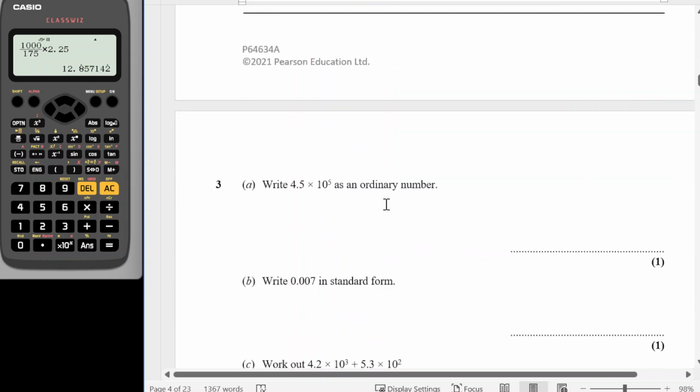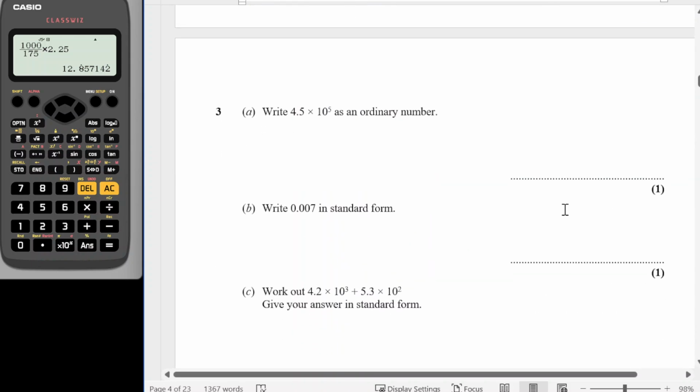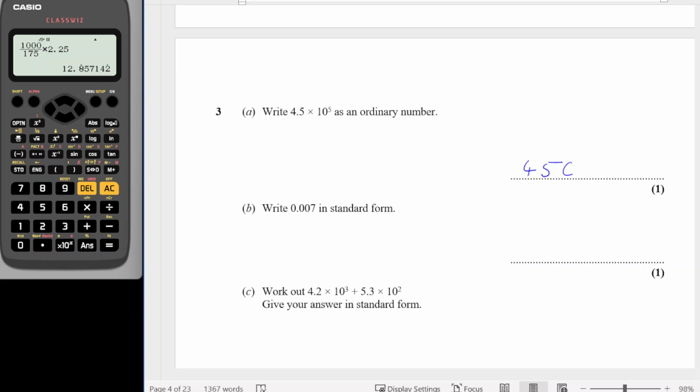Okay, question 4, right, 4.5 times 10 to the 5 is an ordinary number. So as an ordinary number, in effect, we're moving the 5 place values larger. So that the 4 would represent 400,000. So we're going to go 4, 5, and I need to move it another 4 places, so 4 zeros. So 450,000. Part B, write this one in standard form, so that's going to be 7 times 10 to the power, and we've moved it 3 places, so it's going to be to the -3 because it's a number less than 1.